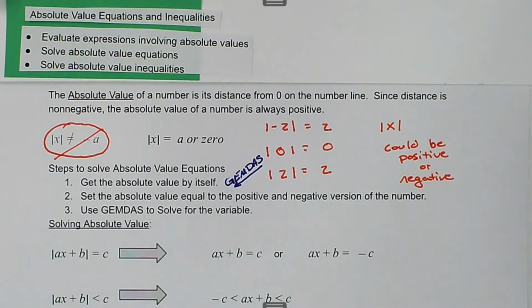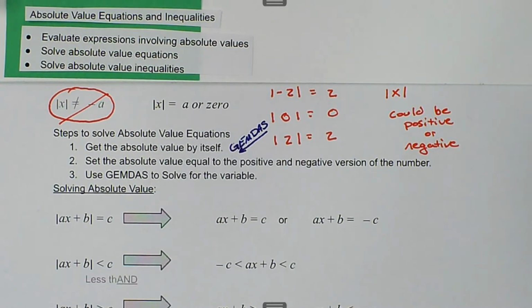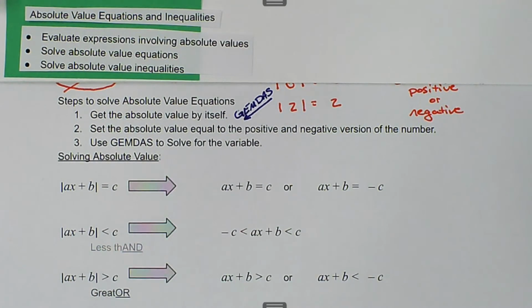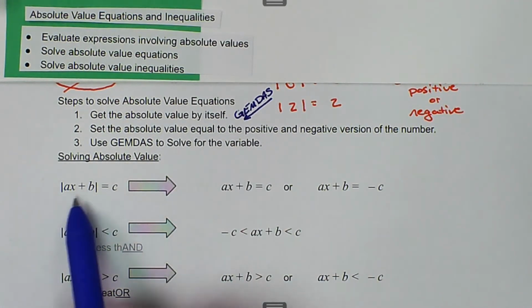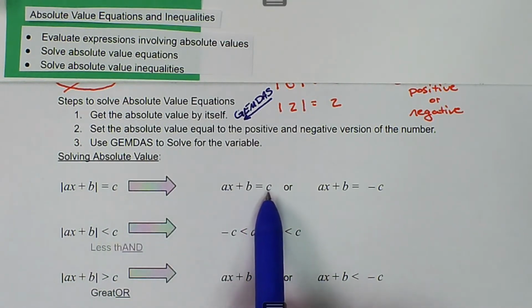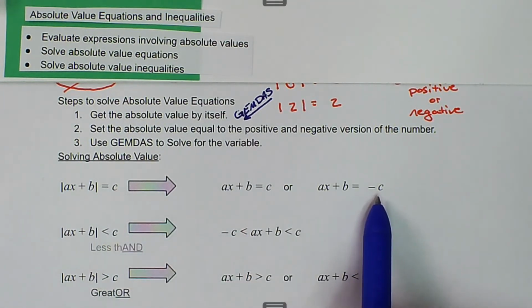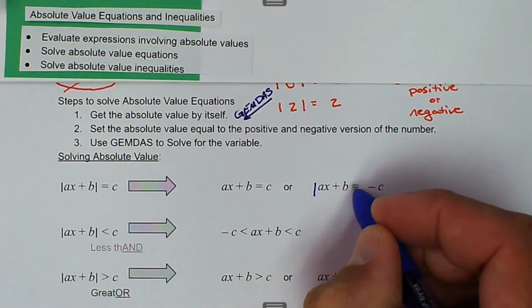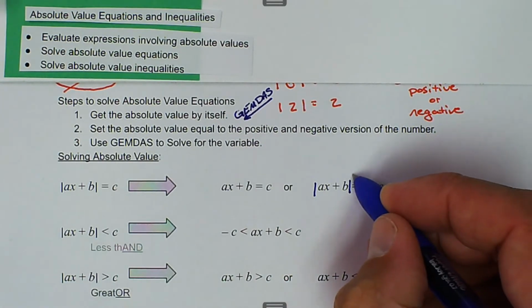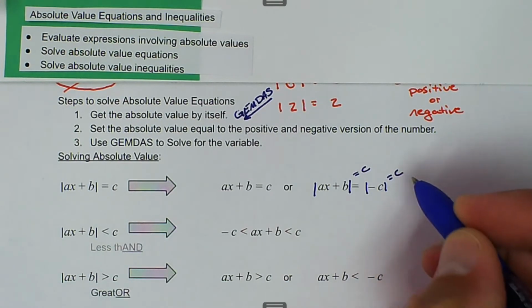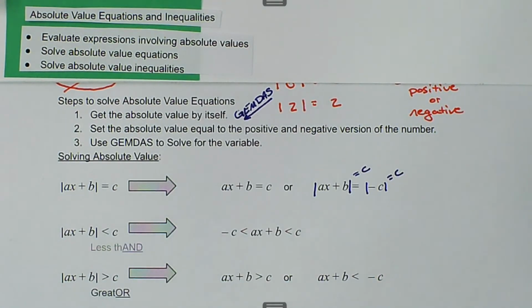A few things we have to remember when we're solving absolute value equations. So the absolute value of an expression is equal to c. It could be equal to c or it could be equal to negative c. Because if we take the absolute value of c, that will make that positive c, but the absolute value of negative c is also c. So we have to make sure that we check for both of those versions.